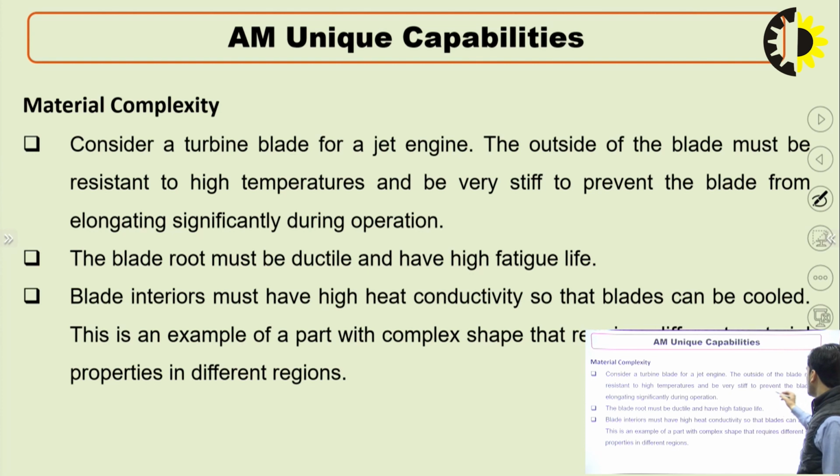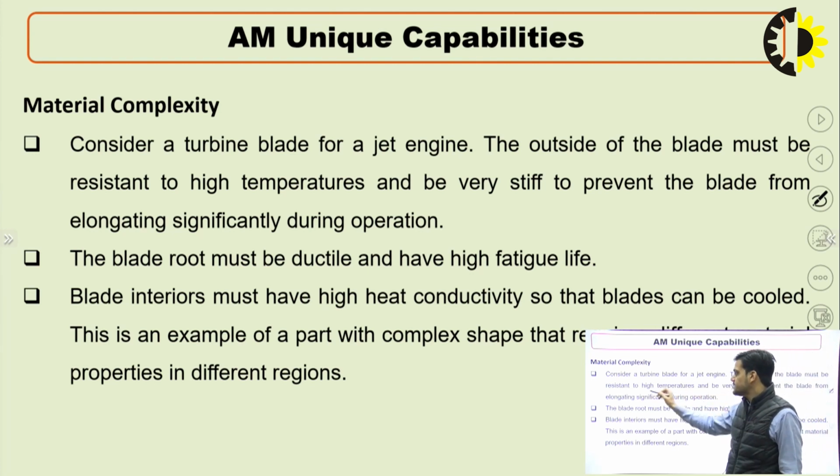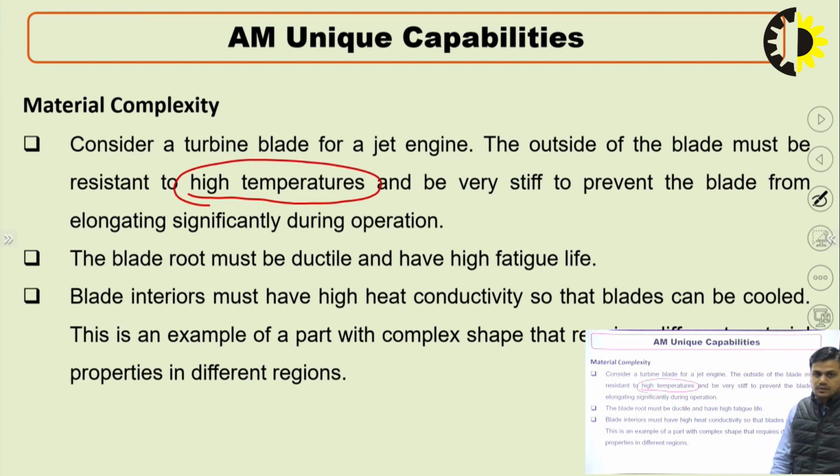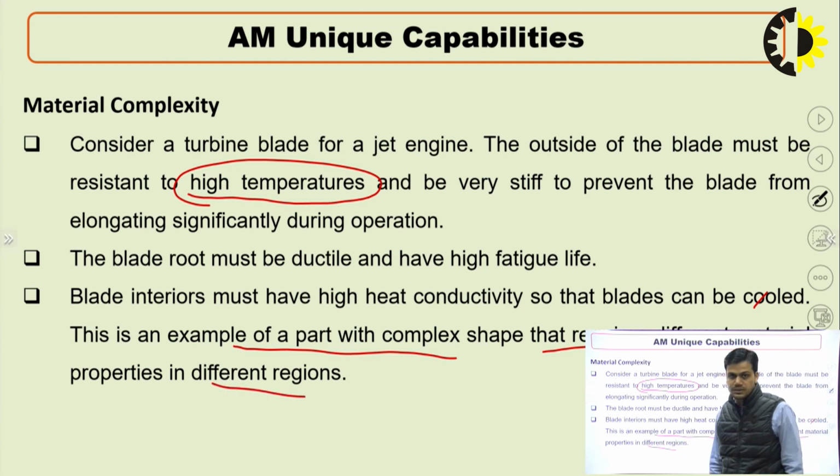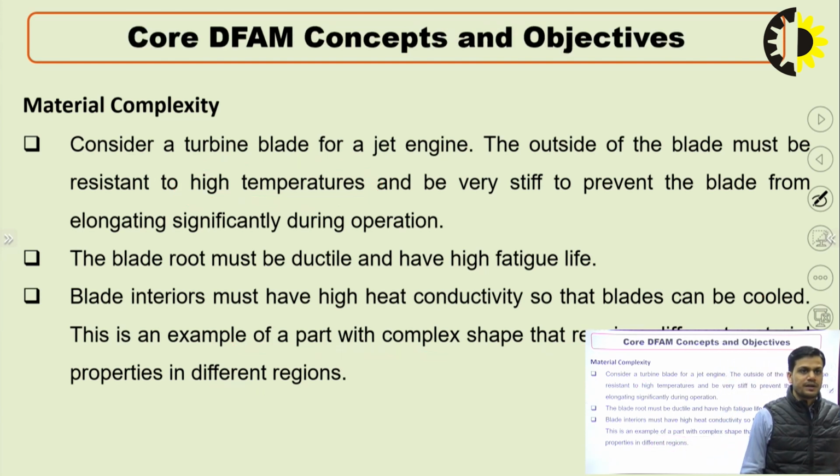You will see what you have to do: create such a blade that is high temperature resistant, and the blade root must be ductile and have a high fatigue life. So the life should also be very good, and it should be ductile. The blade interior must have high conductivity so that the blade can be cooled. This is an example of a part with complex shapes that requires different material properties in different regions. That can be done by using additive manufacturing.